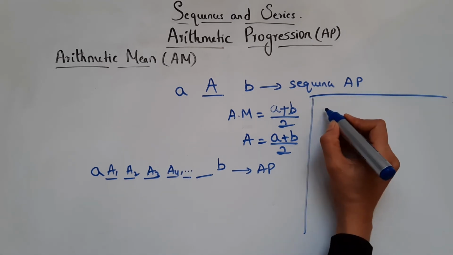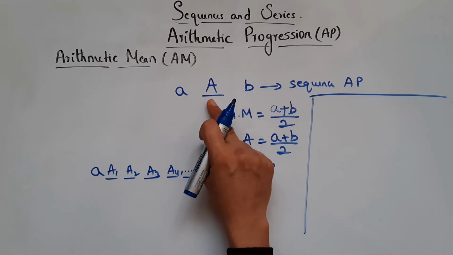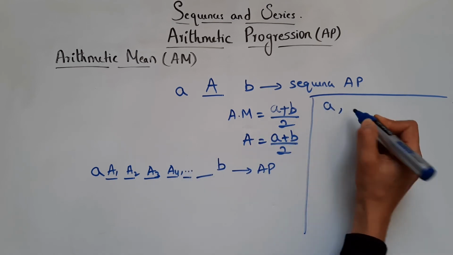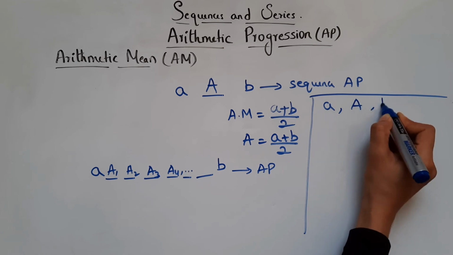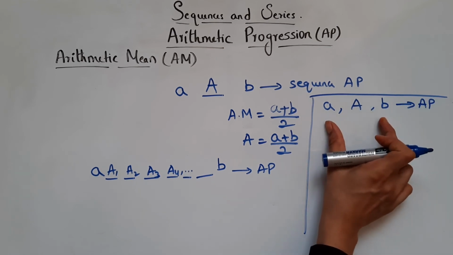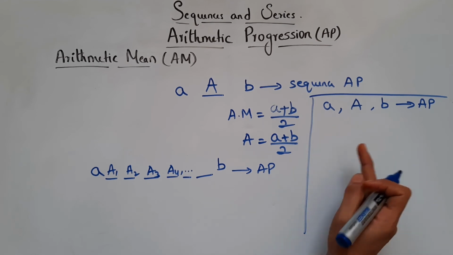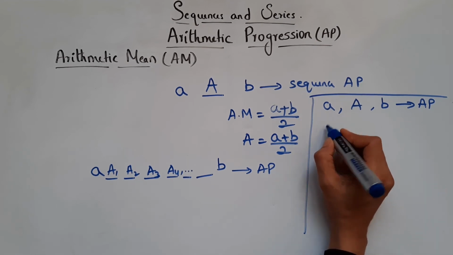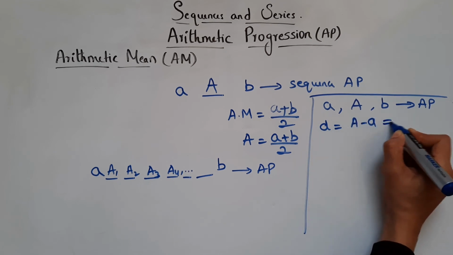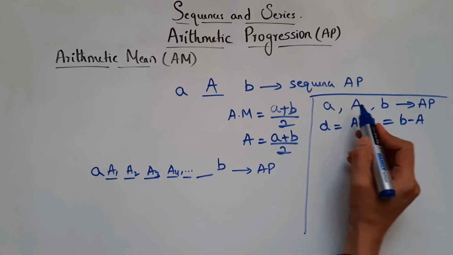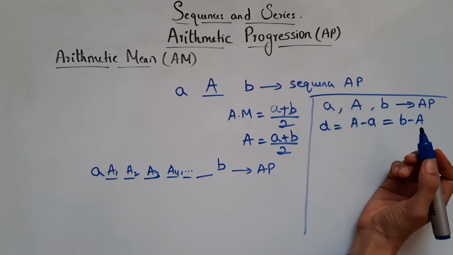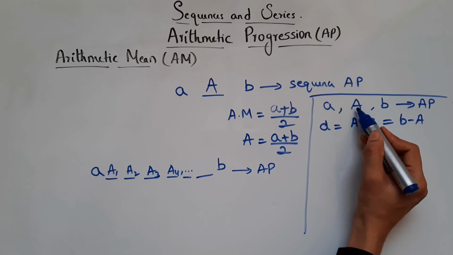So for one number, when we want to insert one number, what was the formula? (a plus b) by 2, right? So we have a sequence a, A, b. This is in AP. We know when this sequence is in AP, that means their common difference is constant, or equal, right? So the common difference is A minus a, which is equal to b minus A. Agreed? Differences of consecutive terms are constant. Constant means they are equal, right?